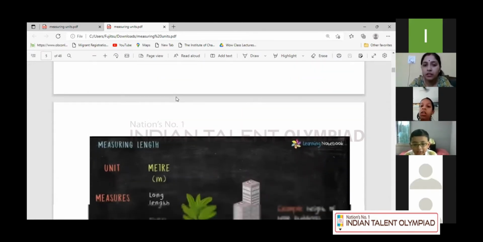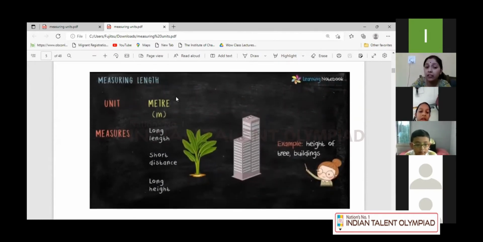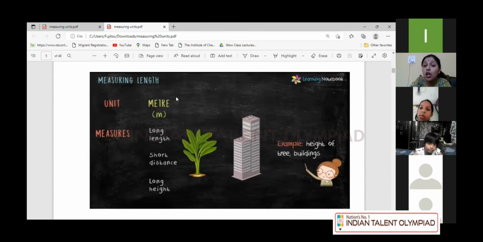Now you can see this building and tree. Can you see? For the long length, what is the height of this building? We will measure it in meter. The height of a tree or building is a long height, so we will measure in meter. Long length, short distance, and long height, we will measure in meter.